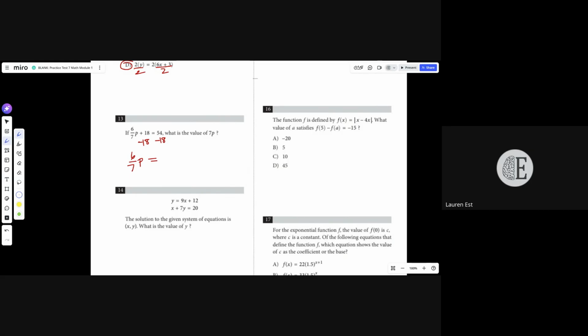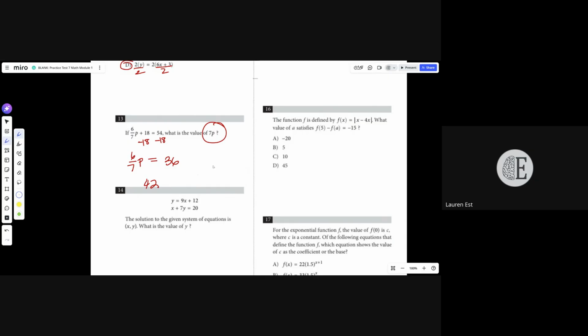I don't want to do that in my head. I'm picking up my calculator. At this point, for the first time, this is 36 times 7. On my calculator again, divided by 6 is 42. But don't be an idiot and put 42. They didn't ask you for that. They asked you for 7p.